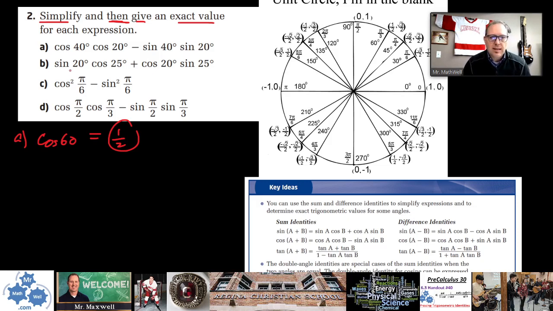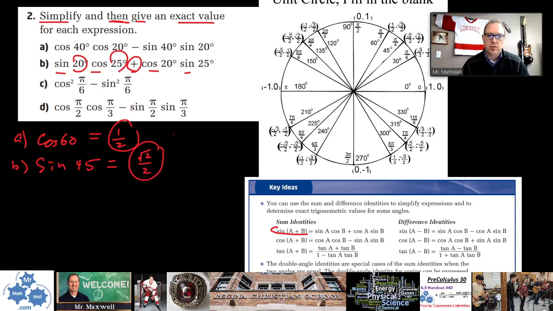Okay, what about B? Sine, cos, plus cosine. I'm going to look at the pattern first. Where do I see that? Here we go, right here. So this is going to be sine of the sum of these two angles. Awesome. So that's sine of 45. I can see that right here. It's root 2 over 2. Got it. Okay, let's go on to C.